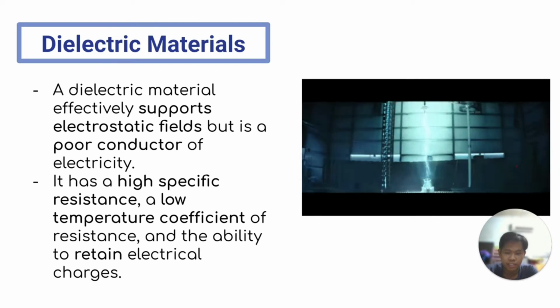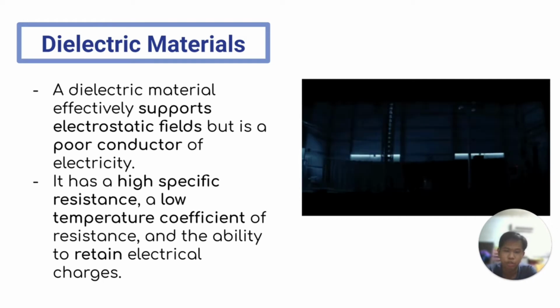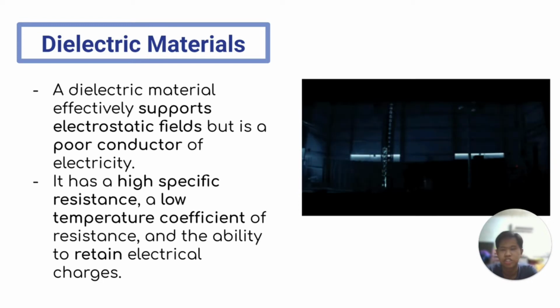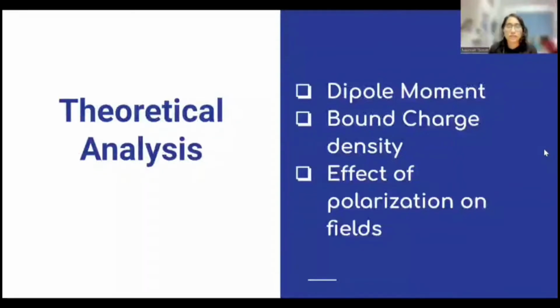A dielectric material can be defined as a type of electrical insulator or poor conductor that supports electrostatic fields effectively. Basically, a dielectric has high specific resistance, a low temperature coefficient of resistance, and a higher ability to retain electrical charges. Now let's take a look at the theoretical analysis of polarization in dielectrics, which consists of dipole moment, bound charge density, and the effect of polarization on fields.